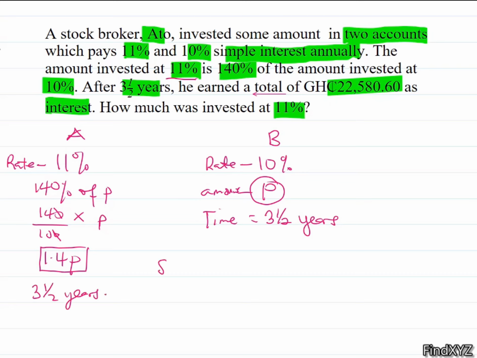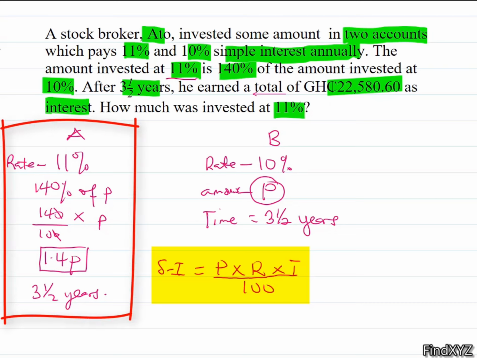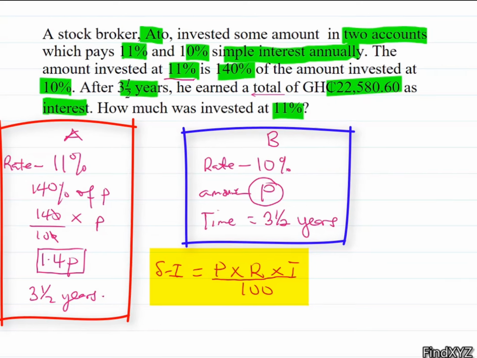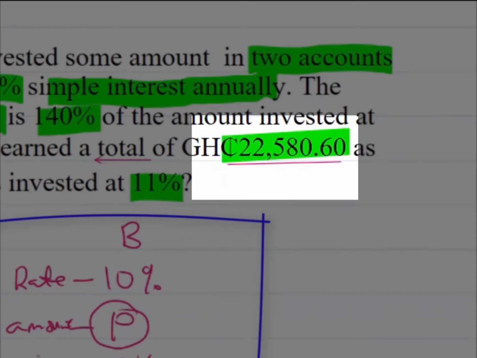Now we know that simple interest is the amount that you invested times the rate times the time in which the amount was kept. Because the rate is in percentage, you have to divide by 100. This is simple interest. We know the amount as 1.4P in account A, the rate as 11%, and the time as 3.5 years. Similarly, in account B, the rate is 10%, the amount is P, and the time is 3.5 years. These two interests yielded 22,580 Ghana Cedis 60 pesewas.